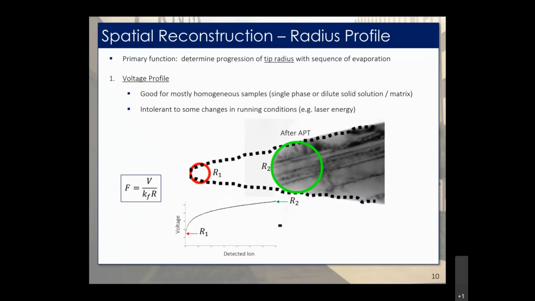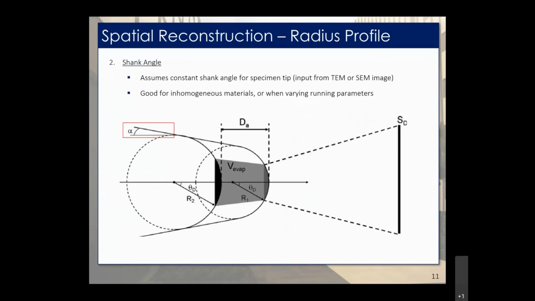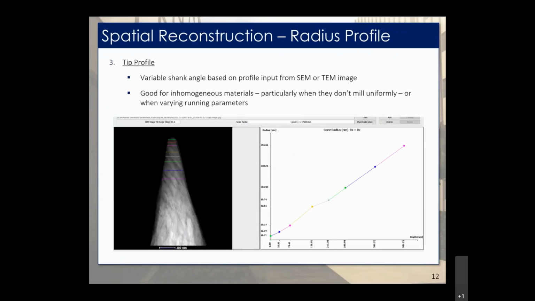Now, another way that you can define the radius profile is more geometrically, and this is by using a shank angle and an initial radius as inputs, and then essentially building a reconstruction based purely on the geometry given by those factors. Now, this is good when you have a more inhomogeneous material, in other words, you're not going to be satisfying that constant relation between the voltage and radius, or if you happen to be varying running parameters.